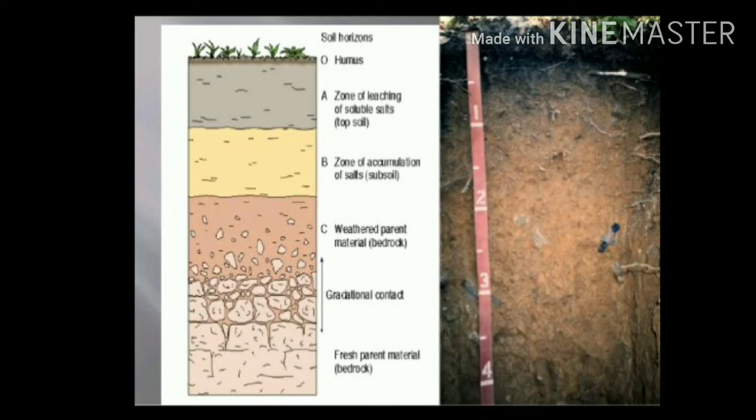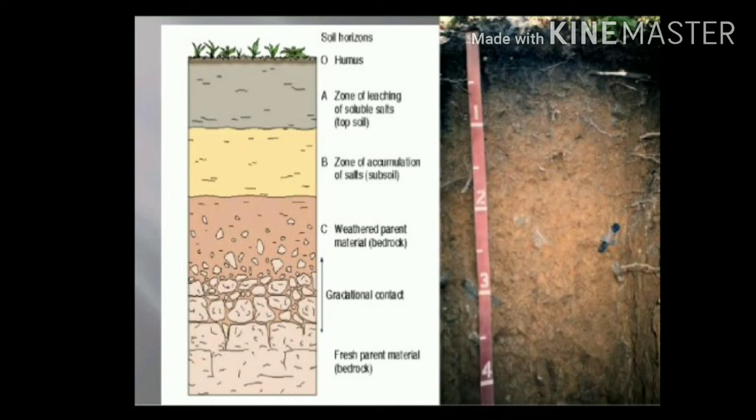The next layer has a lesser amount of humus but more minerals. Less humus but more minerals. This layer is generally harder and more compact, and it is called the B horizon. It is rich in minerals. The third layer is the C horizon, which is made of lumps of rocks with cracks and crevices. Below this layer there is bedrock, which is hard and difficult to dig with a spade.